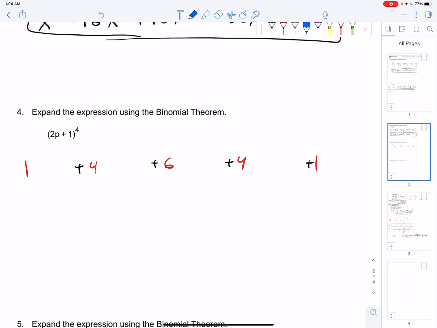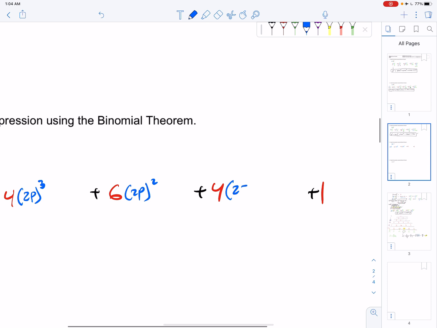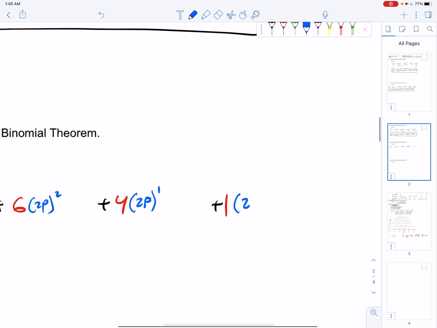We come through and we realize that this first term is a 2p. So we need to use parentheses: 2p to the 4th, 2p to the 3rd, 2p to the 2nd, 2p to the 1st, and 2p to the 0.